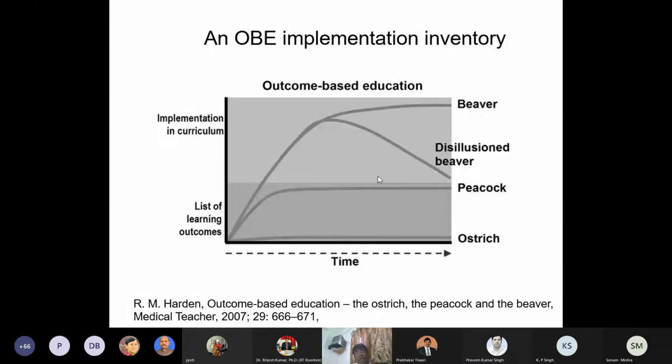This graph is prepared by a professor, a scientist called Horden, on implementation of outcome-based education. There are 4 kinds of people, 4 kinds of institutes, 4 kinds of states, 4 kinds of countries. I will discuss all 4. Ostrich is a bird which will bury its head into the mud when the natural calamity comes.